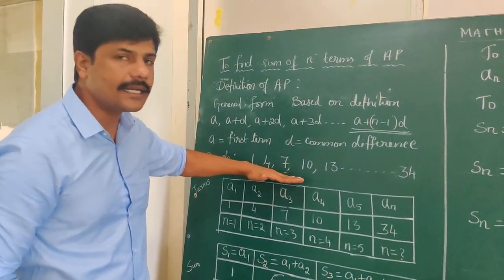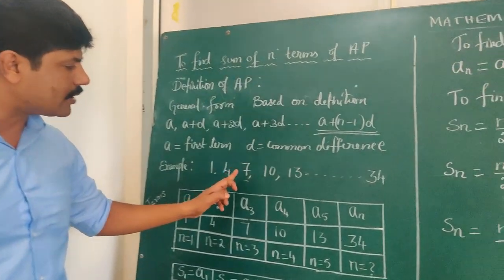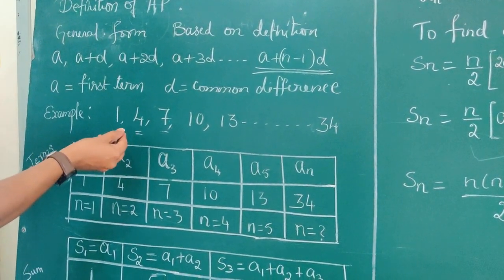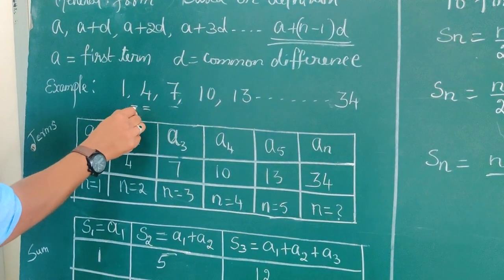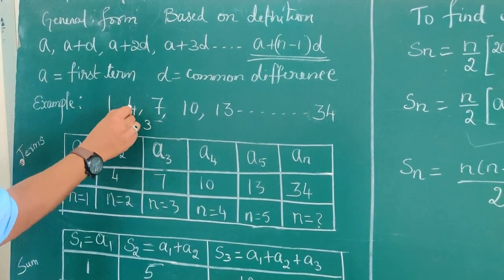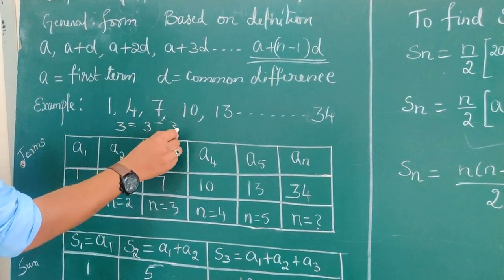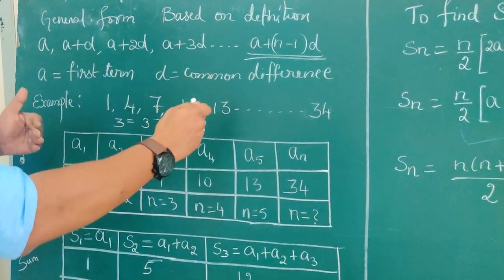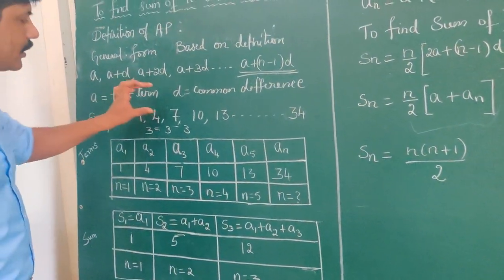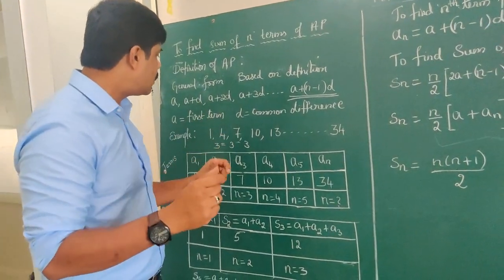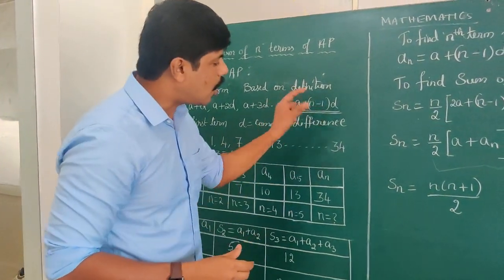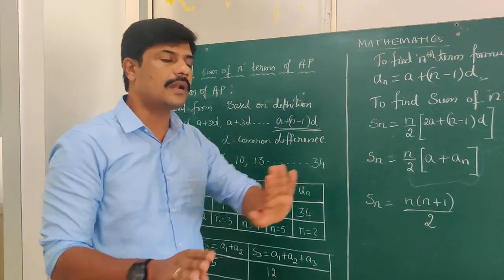Now see, consider this set of an AP: 1, 4, 7, 10, 13, etc., up to 34. Here you can find very easily that it's an AP with common difference 3. Why? Because if for 1 you add 3 it becomes 4, for 4 if you add 3 it becomes 7, for 7 if you add 3 it becomes 10. Like this it is proceeding. Therefore this particular set of numbers is called an AP. This kind of example we have solved to find which term is where, how to find the first term, second term, and nth term based on the formula we have learnt already.